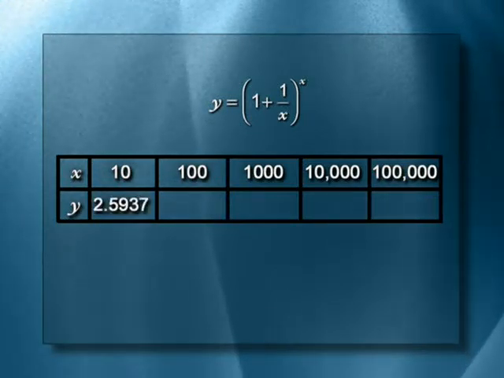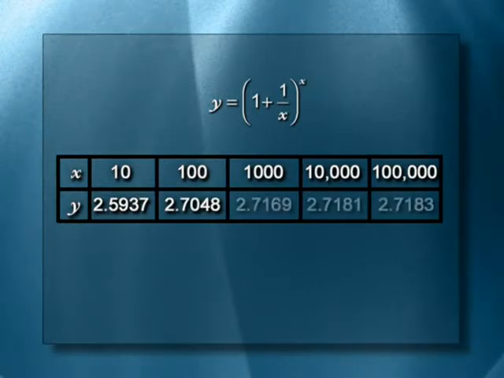You can plug in x for these numbers and see what you get. Well, when I plugged in 10, I got 2.5937 approximately. Then I plugged in 100 and got another number. And say at 100,000, I got 2.7183.